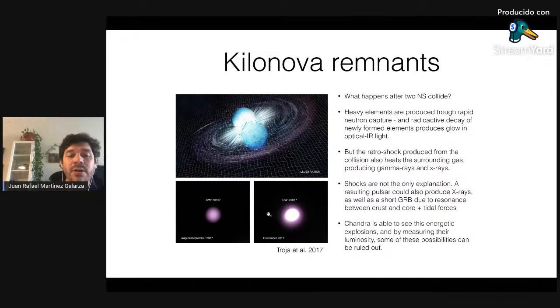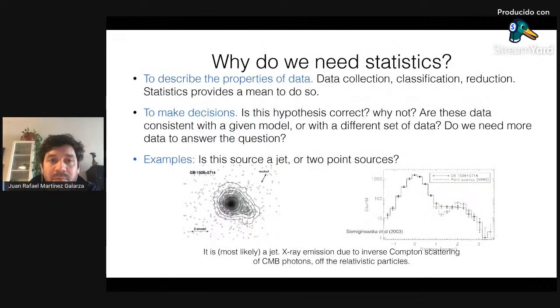What you see here at the bottom is actual observations from 2017 with the Chandra X-ray telescope of a particular event, GW170817. This is the first gravitational wave event that was associated with the collision of two neutron stars. We are now able to test these different hypotheses because we can collect this X-ray light, measure the amount of light that is here, and also do some time analysis and spectral analysis, and determine which of these possibilities regarding the X-ray emission from kilonova remnants is the most probable one. So that was a motivation to introduce photometry.